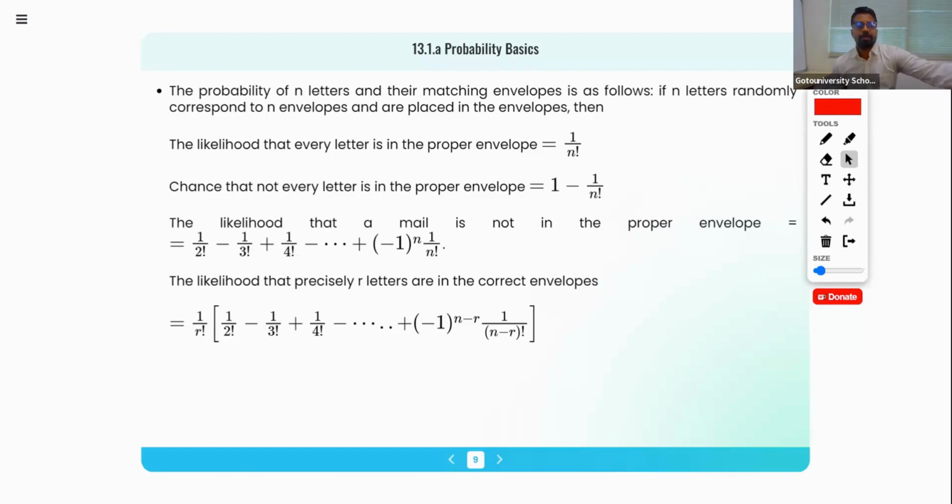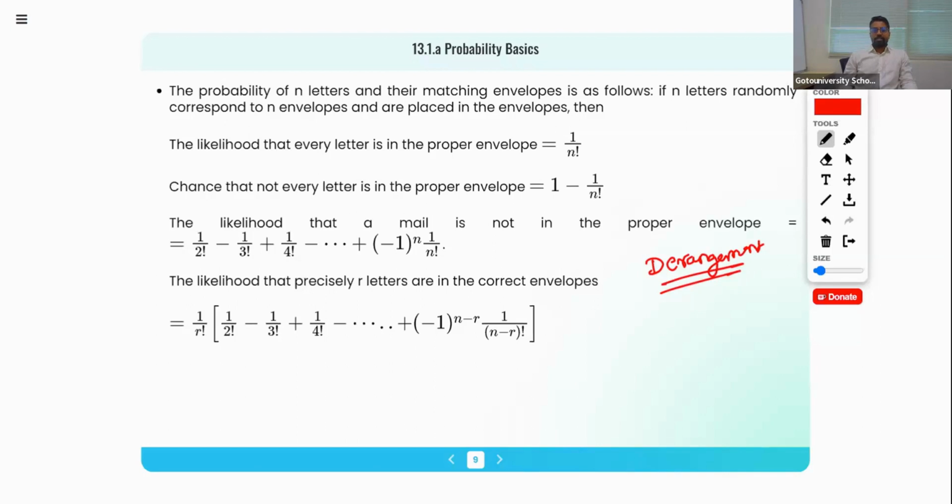Yes. Another important logic we need to know. Probability of n letters and their matching envelopes is as follows. If n letters randomly correspond to n envelopes and are placed in envelopes, then the likelihood that every letter is in the proper envelope is 1 by n factorial. So the chance that not every letter is in the proper envelope is 1 minus 1 by n factorial. There is another name for this kind of process. It's called derangement. Just like we know arrangements, we have a formula for derangements.